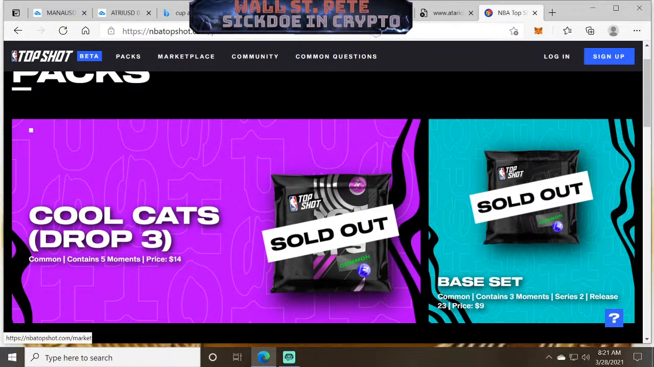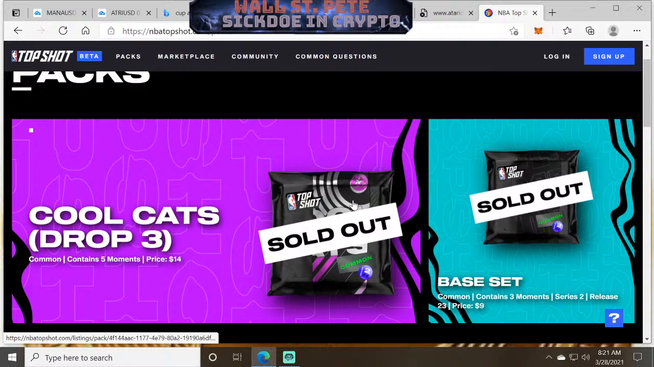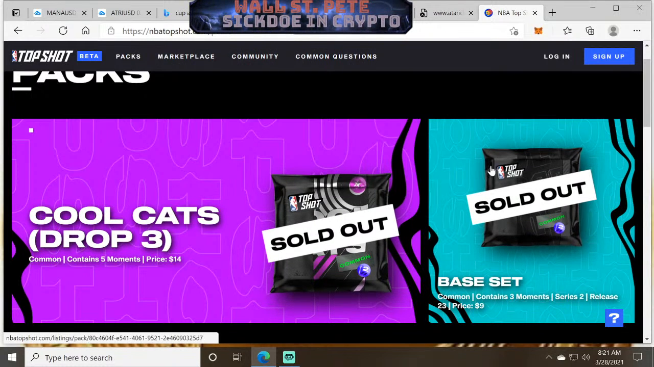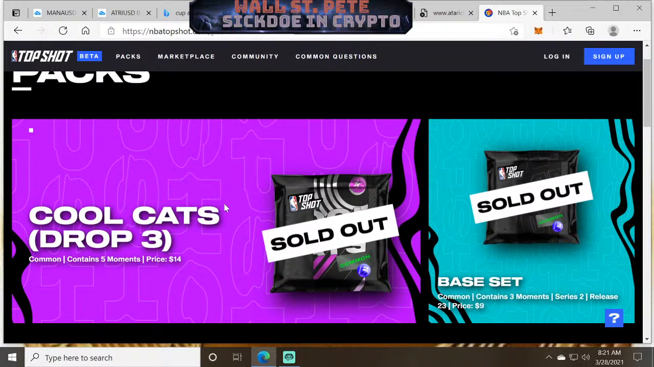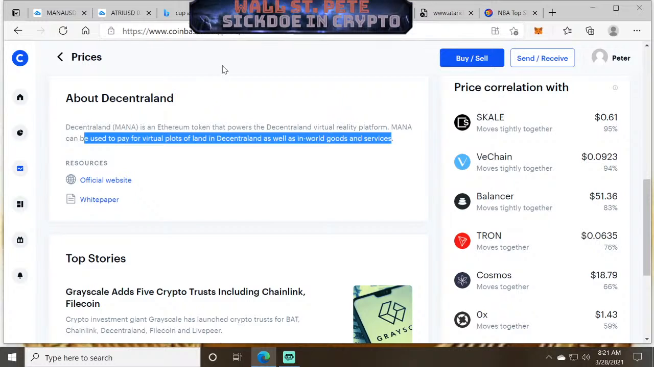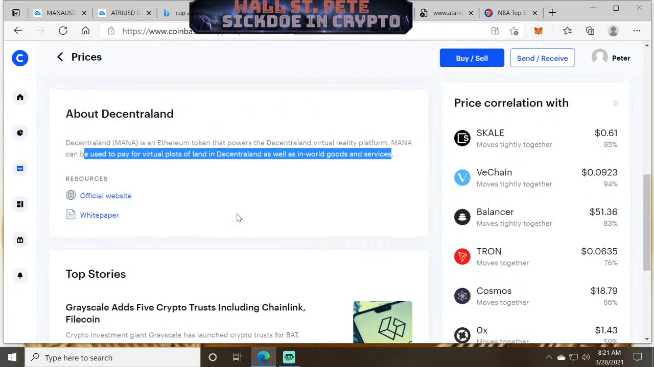This is what Mana runs on. They use this, and Mana is basically everything here. Mana, you're sitting on Mana right now as we're looking at this. Mana is the browser. Like Decentraland, that's it. That's what this is. It's the virtual reality platform. And if you don't buy some Mana, you're going to wish.